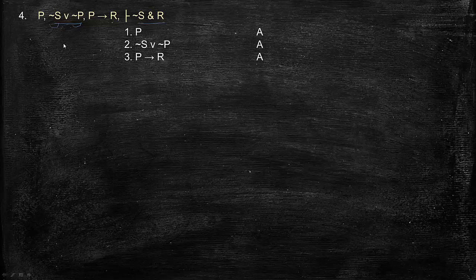But if you look at it a little bit longer, you'll see that you have P and if P then R, which immediately gives you R by conditional elimination. So you could just go ahead and write that. And then focus on just getting not S from the disjunction.